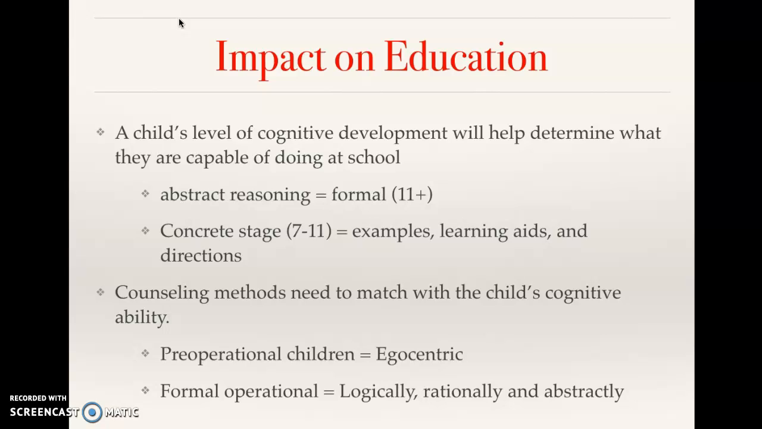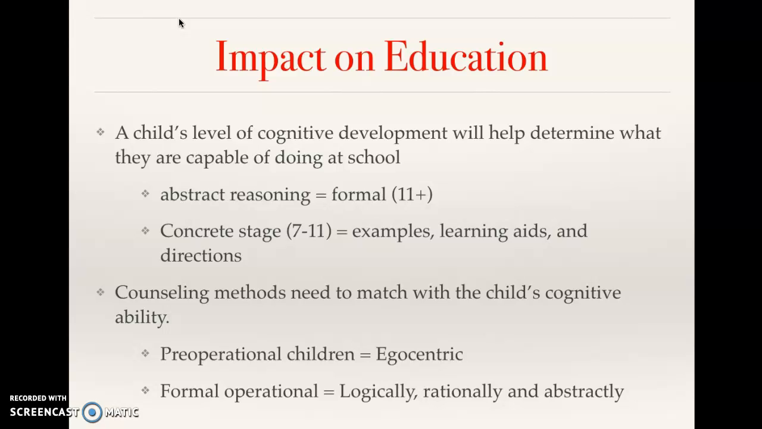So, the impact these stages have on education: a child's level of cognitive development will help determine what they are capable of doing at school. Abstract reasoning is a characteristic of the formal thinking stage. So teachers need to be mindful of where their students' thinking is at in terms of these stages, so that the work can be given accordingly. Children in the concrete thinking stage need explicit examples, learning aids, and directions.